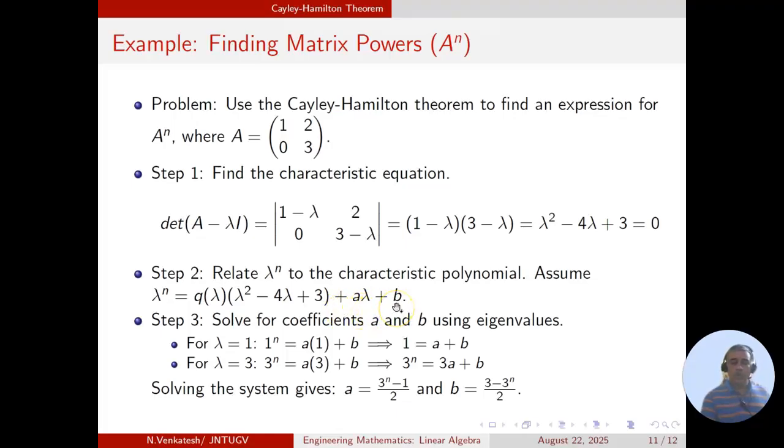So now we can solve for the coefficients by using the eigenvalues. Simply take lambda as 1, then a into 1 plus b, so you get a plus b equal to 1 to the power n, which is 1. And if you take lambda as 3, then you will get 3 power n equal to 3a plus b, because the characteristic equation vanishes at lambda 1 and lambda 3, so you are going to get 0 there. So lambda power n is effectively a lambda plus b.